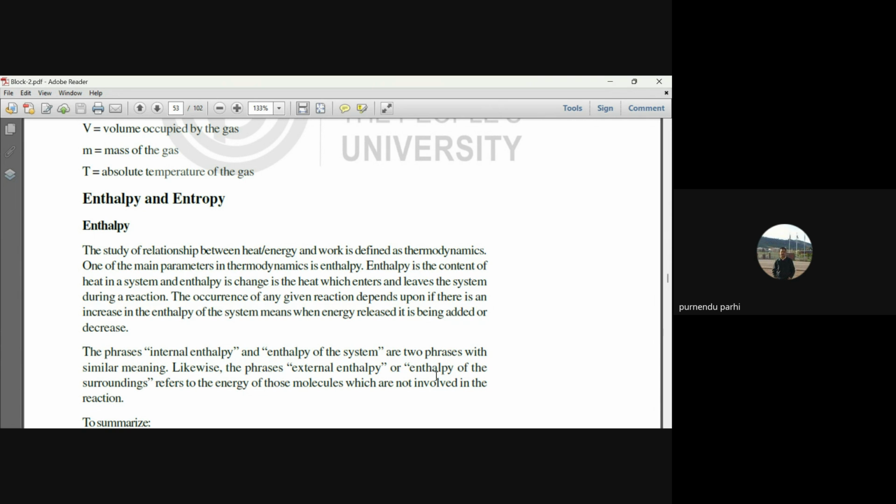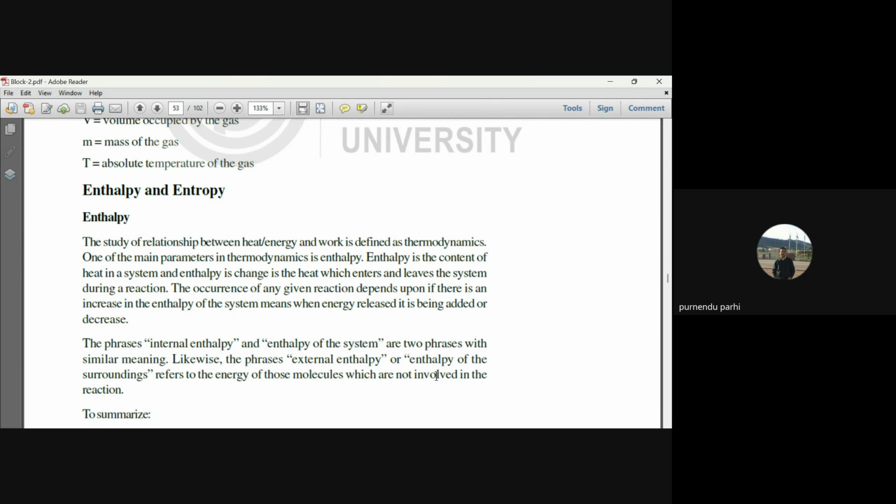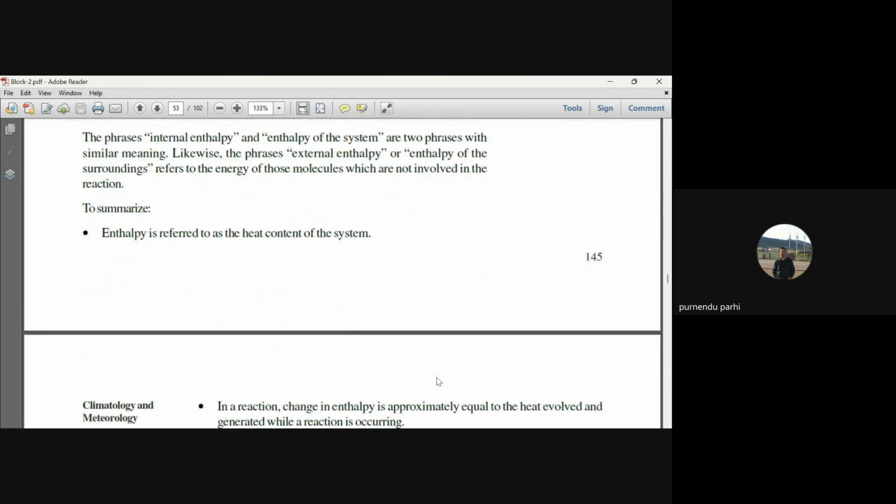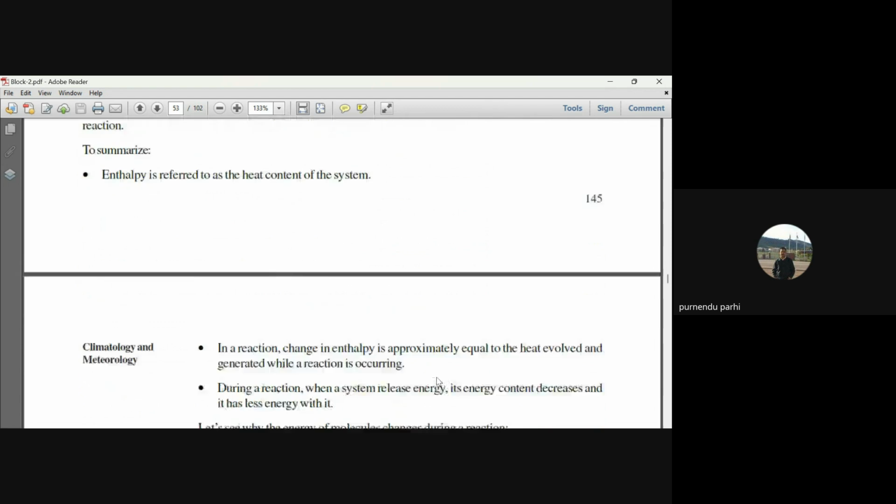The occurrence of any given reaction depends upon whether there is an increase in enthalpy of the system, meaning when energy released it is being added or decreased. The phrases internal enthalpy or the enthalpy of the system have similar meaning. Likewise, the phrases external enthalpy or enthalpy of the surroundings refer to the energy of those molecules which are not involved in the reaction. To summarize, enthalpy refers to the heat content of the system.